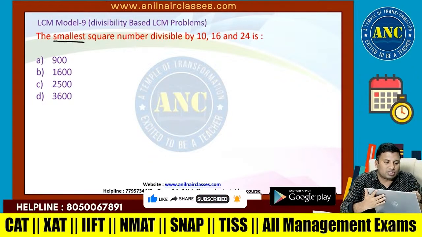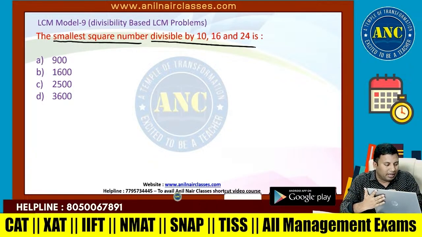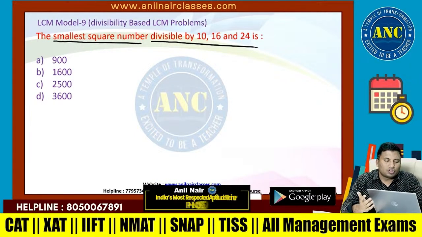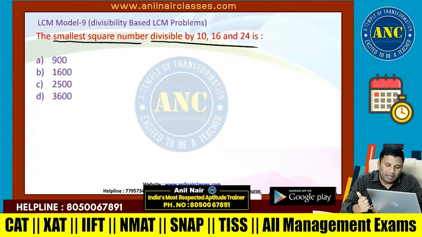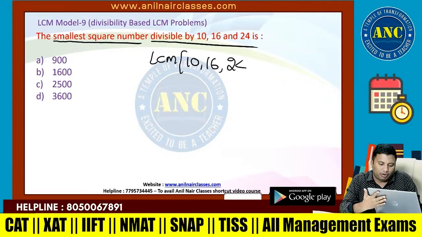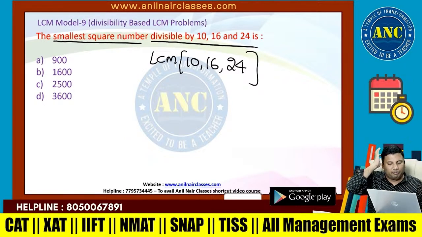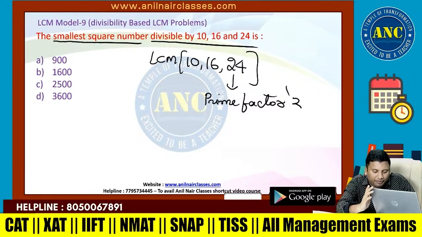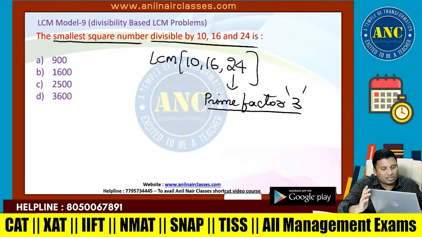Next, smallest square number divisible by 10, 16 and 24. Now see here, LCM of 10, 16 and 24. 24 is 8 into 3. So there is a prime factor 3 hidden here. If there is a prime factor 3 here, the answer should also be divisible by 3.